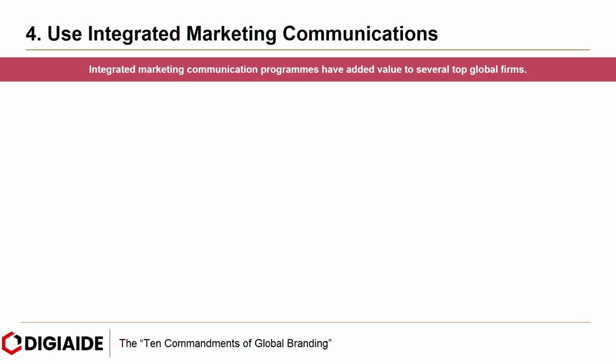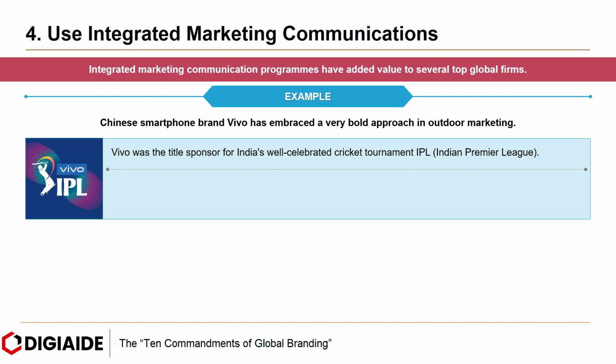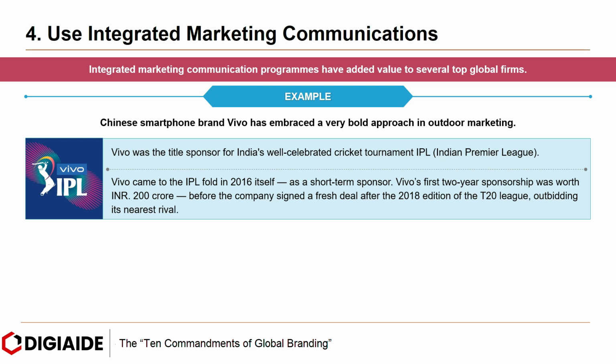Moving on to the fourth commandment of using integrated marketing communication. IMC programs have added value to several top global firms. The example in this case is the Chinese smartphone brand Vivo, which has embraced a very bold approach in outdoor marketing. Vivo was the title sponsor for India's well-celebrated cricket tournament, the Indian Premier League. Vivo came to the IPL fold in 2016 itself as a short-term sponsor.